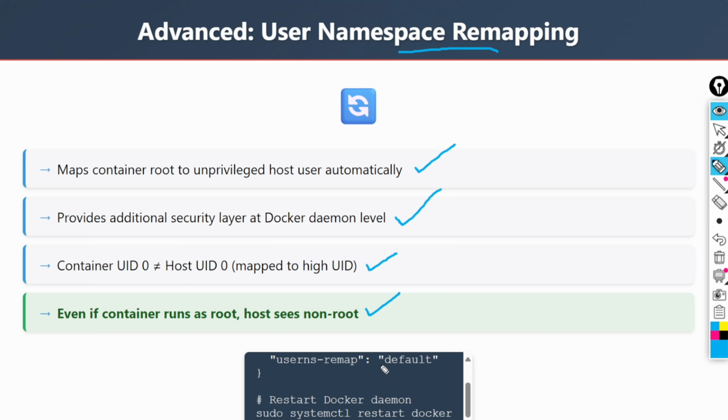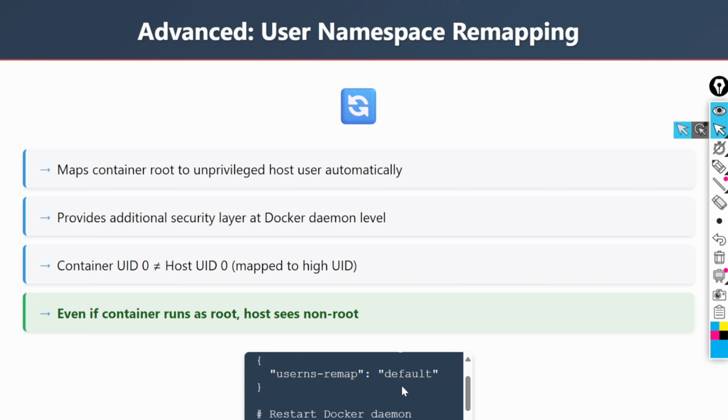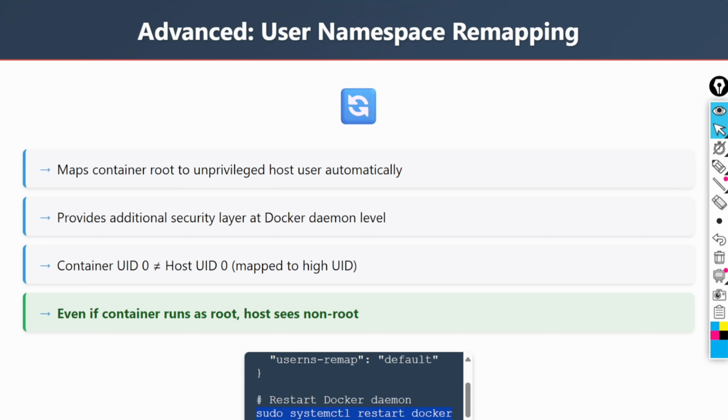Okay, and this is the command showing how the daemon is configured in the file. This was the Docker daemon file, which is a .json file, and once we set this up, we restart the Docker service with this command: sudo systemctl restart docker. This will activate user namespace remapping for all containers going forward. So that is the significance of this particular command and of using namespaces.